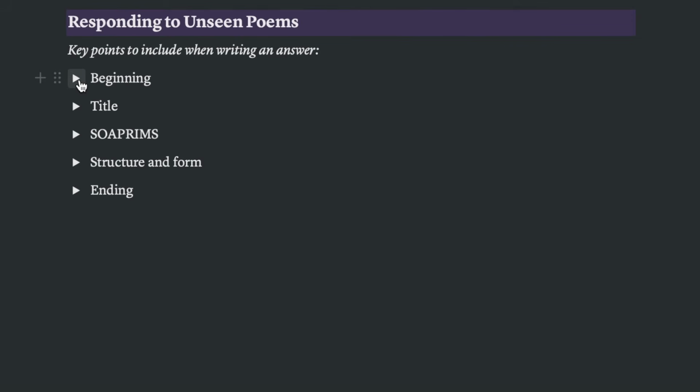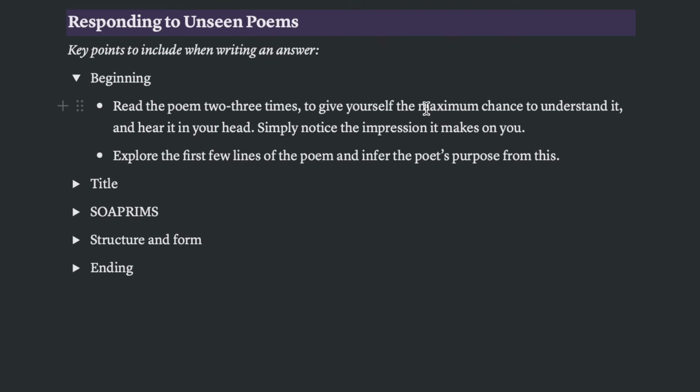So the first thing you need to talk about when you start writing your answer is the beginning of the poem. So read the poem 2 or 3 times to give yourself the maximum chance to understand it and hear it in your head. Simply notice the impression it makes on you. So the first time you read the poem, you might not get it. That's why you should read it more than one time and notice what impression it makes in you. What do you feel when you read it? What stands out? Underline anything that stands out for you, and especially focus on the beginning of the poem and what you think is significant in that.